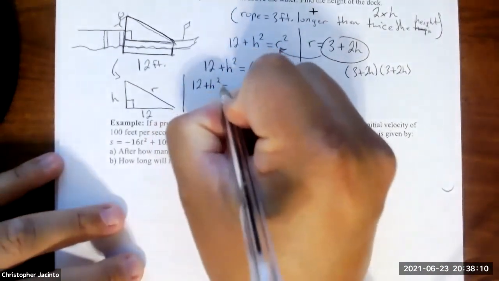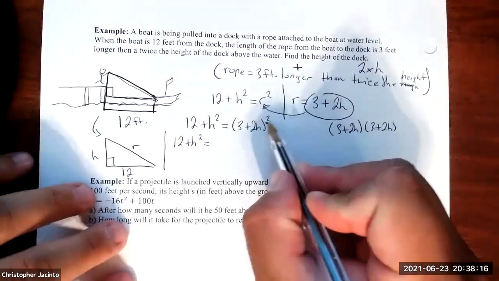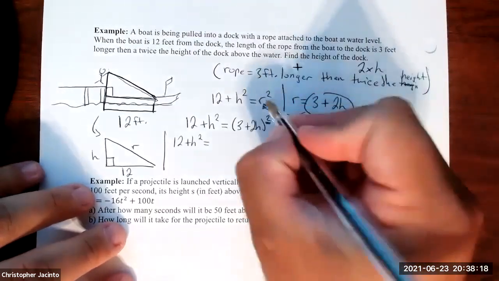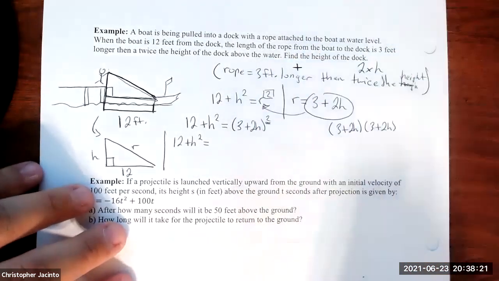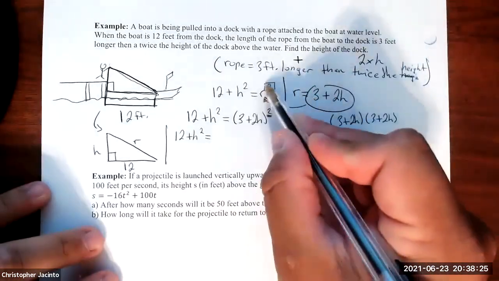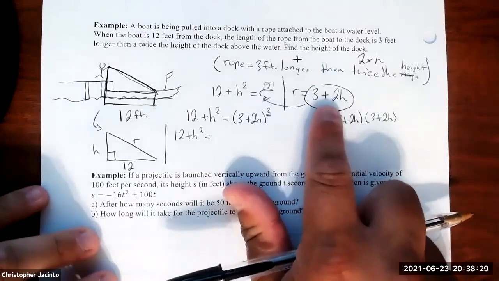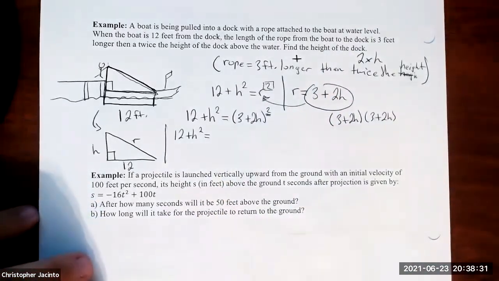Real quick, why is 3 plus 2h squared? Why is this squared? Oh, because originally we had r squared. That's why. Thank you. So we're literally just inserting it and keeping everything else the same. We're just changing that r and substituting this instead.